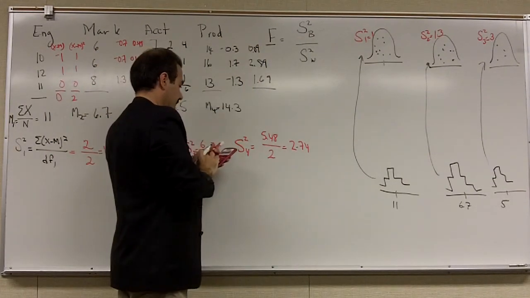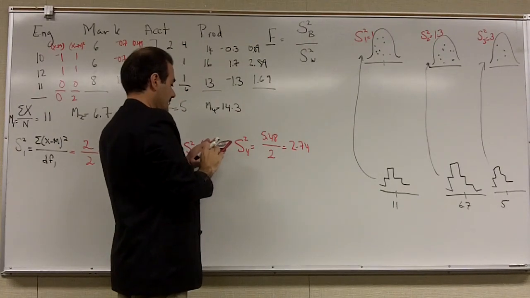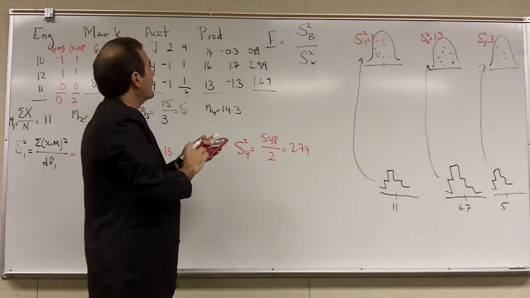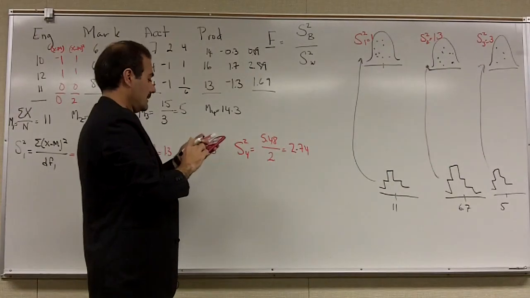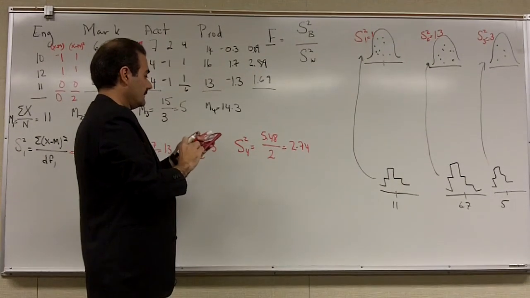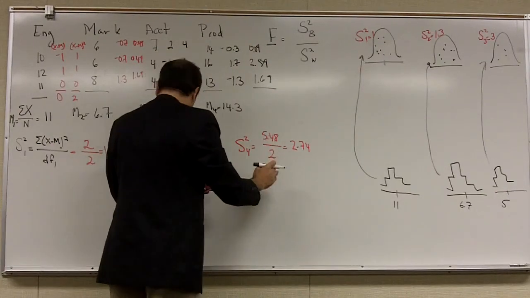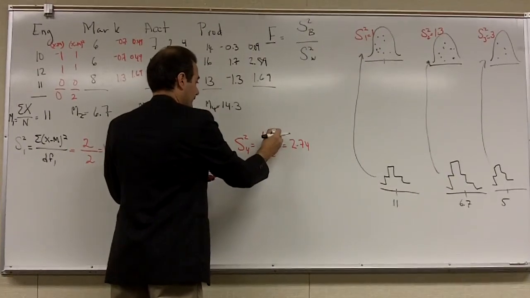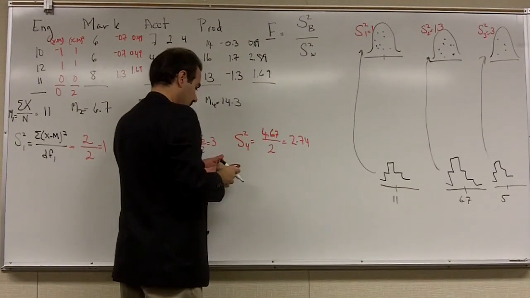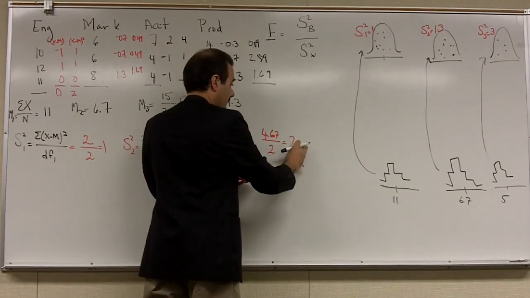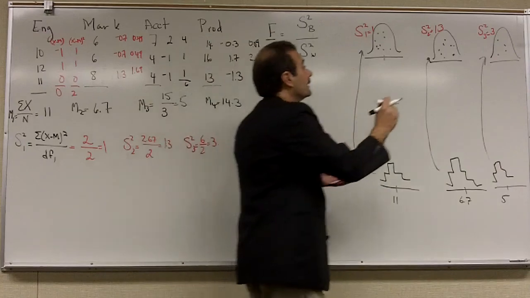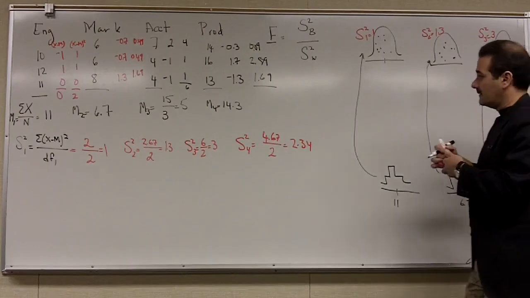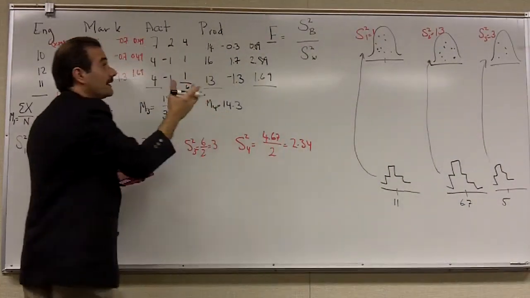So we add these: 0.09 plus 2.89 plus 1.69 gives us 4.67. Yeah, 4.67, divided by 2 gives us 2.34. Okay, 2.34. Fantastic. So we've got all of these.